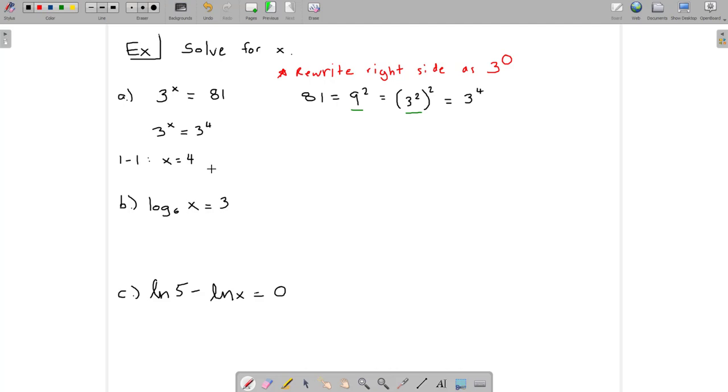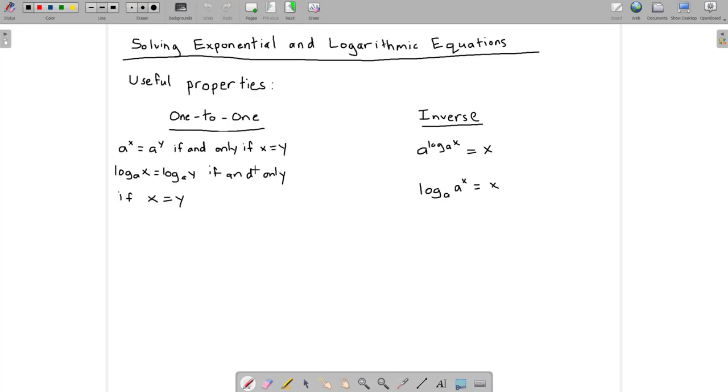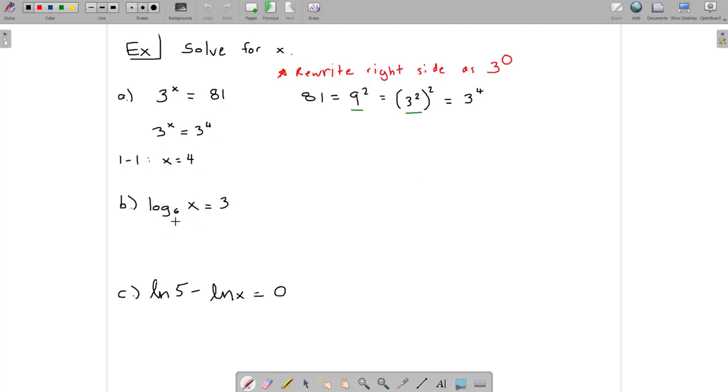We can now take a look at this second one, log base 6 of x equals 3. Here, it looks like we're going to want to use the inverse property. We have a log base a of x, essentially, and we want to solve for x. Looking at this inverse property, this a to the log base a of x, we're going to want to exponentiate both sides of this equation.